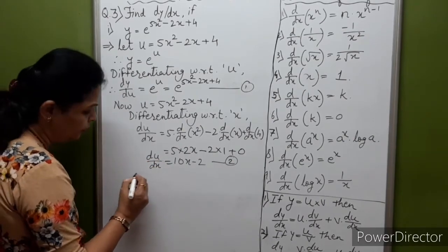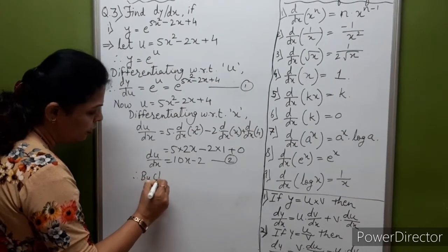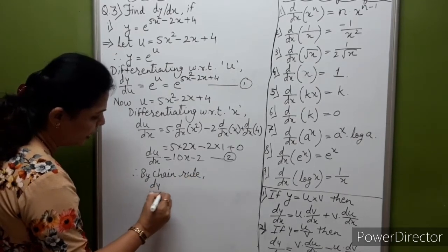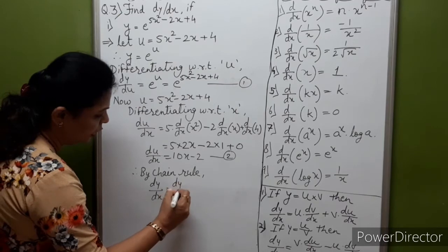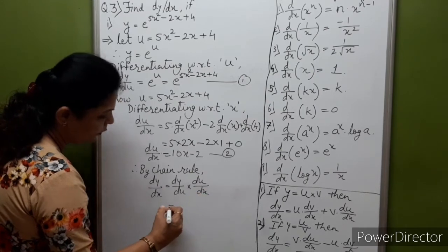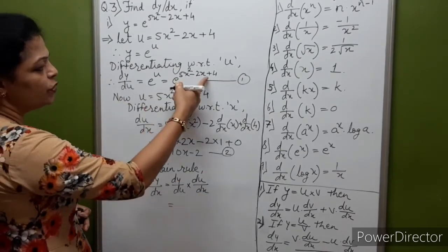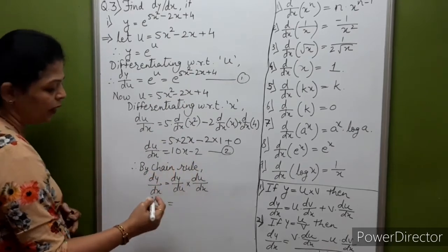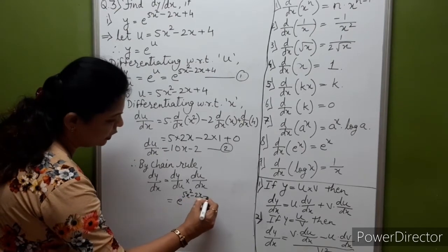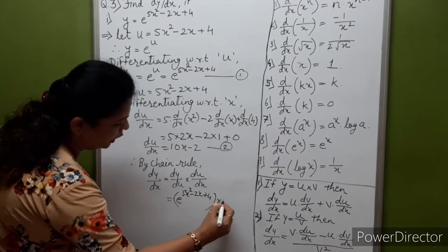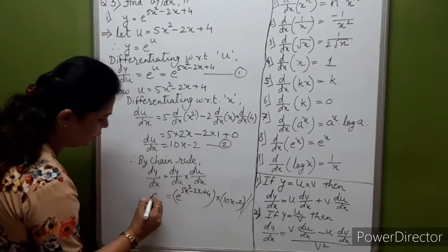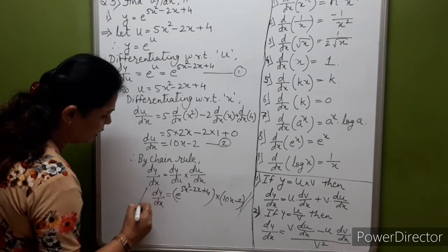Now apply the chain rule. Therefore, by chain rule, dy by dx is equal to dy by du into du by dx. Here for dy by dx we have got e raised to this term into 10x minus 2. So you get e raised to 5x square minus 2x plus 4 into 10x minus 2. This is your answer, dy by dx.